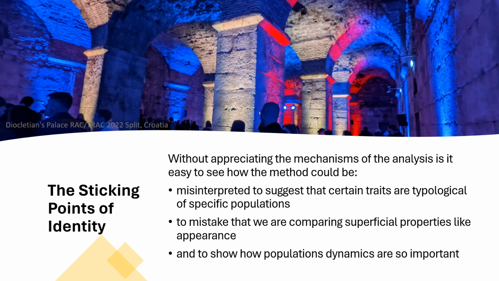The theoretical background was important to explain because without appreciating the mechanisms of the analysis, it is easy to see how the method can be misinterpreted to suggest that certain traits are typological of specific populations, and to mistake that superficial things like appearance are what we are testing for. Also, to show how population dynamics are so important. To further make this point, I will discuss a use case that highlights the importance of cultural context. You can also see the typological sticking points of identity when it comes to naming populations.